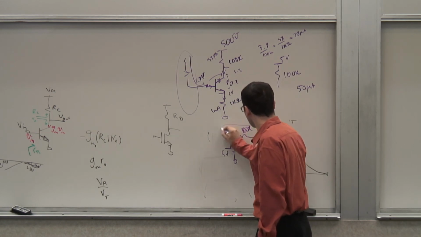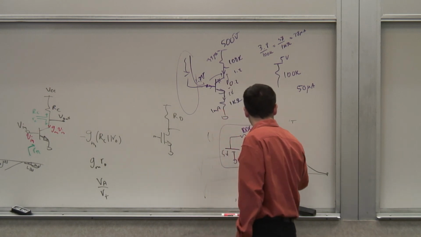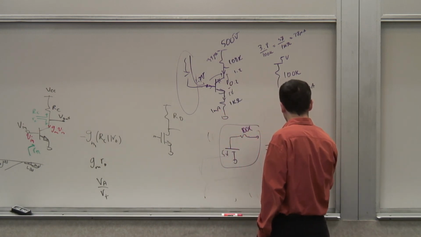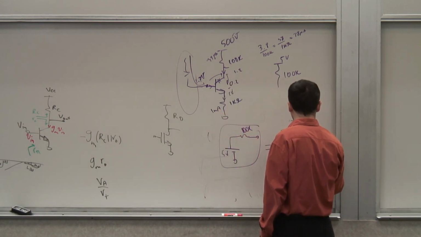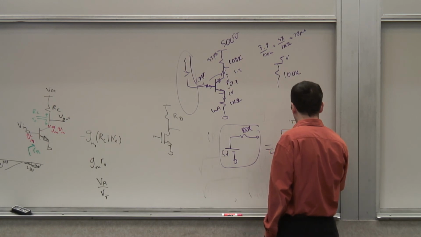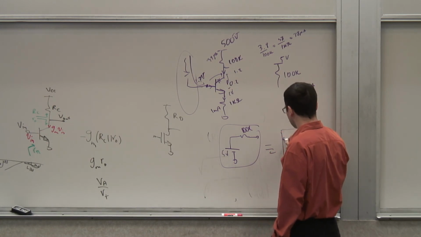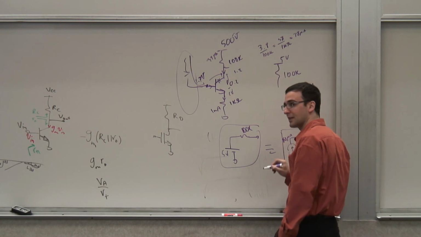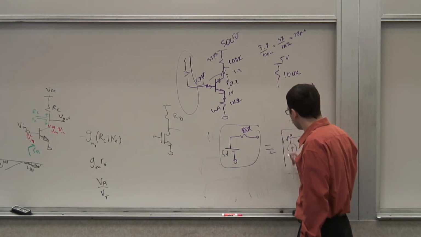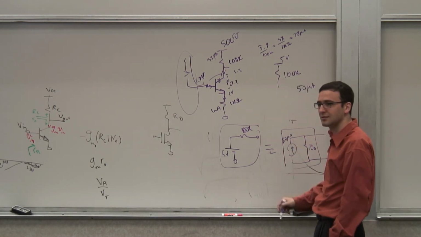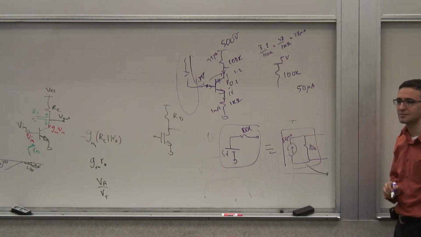The Norton equivalent of that, the 100 kilo ohm is the same, right? The current will be 5 over 100 kilo ohm, 50 microamps. That's what I was doing really. So the maximum current this guy can give is 50 microamps. If that's not enough, then something has to give.